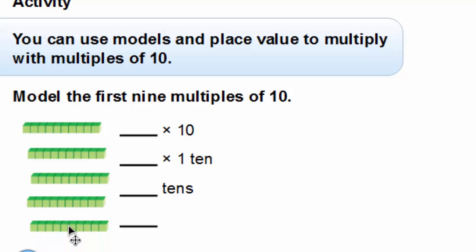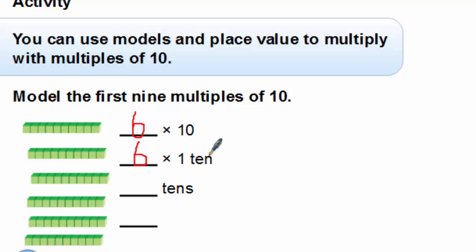Now, what would happen if we add 2 more groups of 10? Now, how many tens do we have? 6 groups of 10, right? We have 6 of the 1 ten rods. How many tens do we have? 6 tens. And 6 tens equals how many? 60. Good.